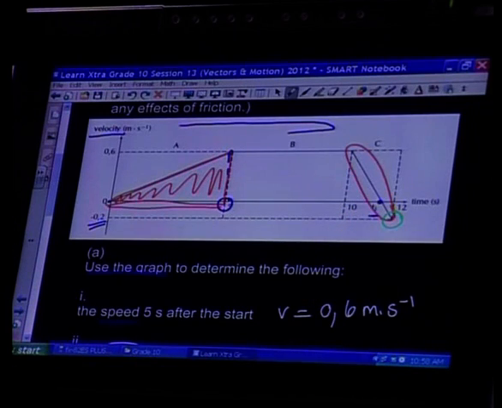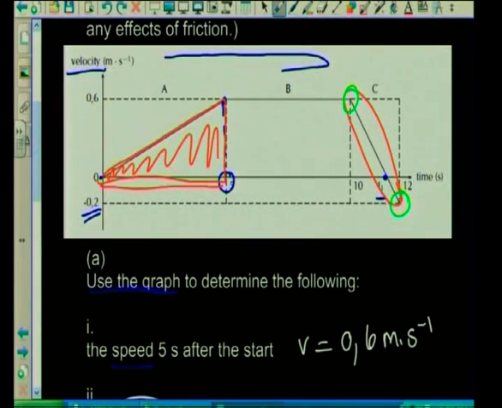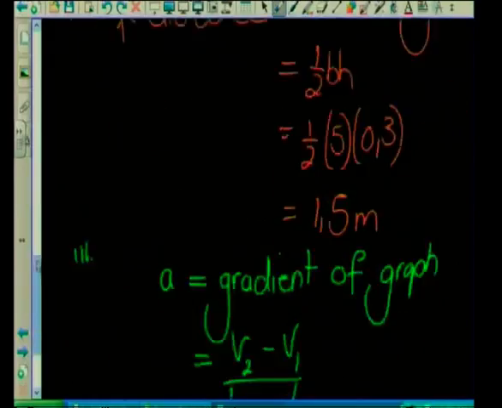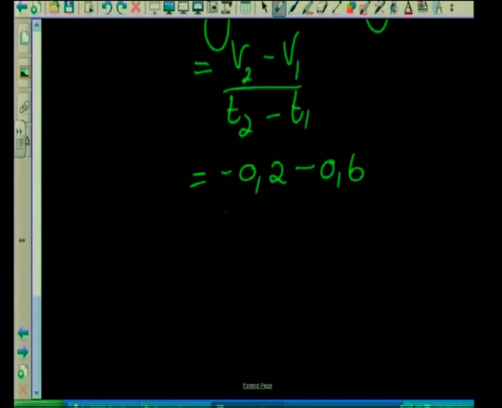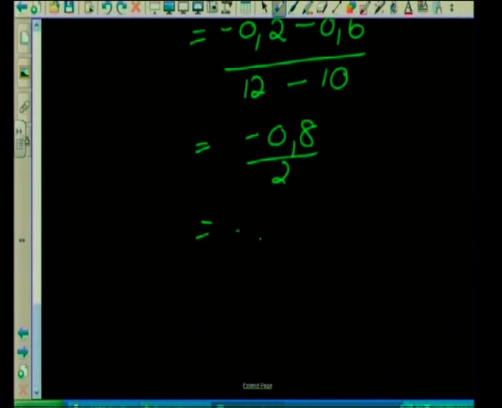So what I'm saying to you is that point at 12 seconds must be T2 and V2. That point at 10 seconds must be V1 and T1, okay? So in other words, we're going to go V2 was minus 0.2, started at 0.6, 12 to 10, so we get minus 0.8 divided by 2, minus 0.4 meters per second squared. Don't forget the units. The minus is fine.